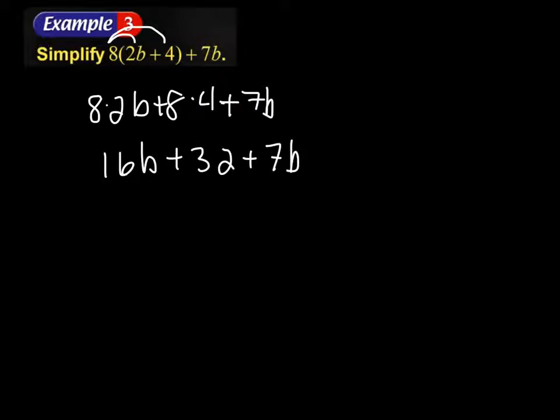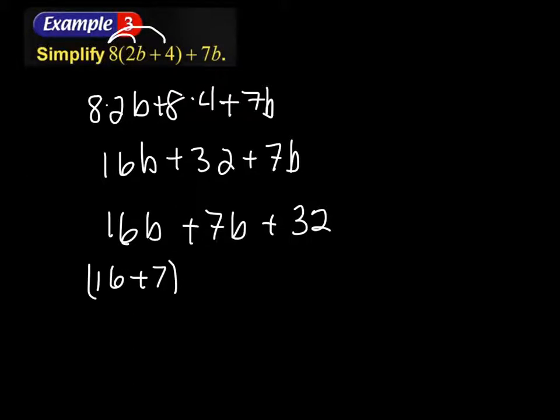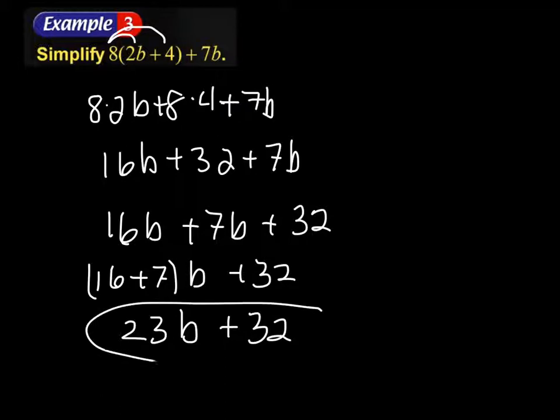Now I'm going to use the commutative property and group my like terms together. So I have 16b plus 7b, and then 32 is not a like term, that's a constant. And I could use the associative property, I suppose, and group our coefficients even more. So 16 plus 7 is 23, b plus 32. They are not like terms, we can't combine them, we are done.